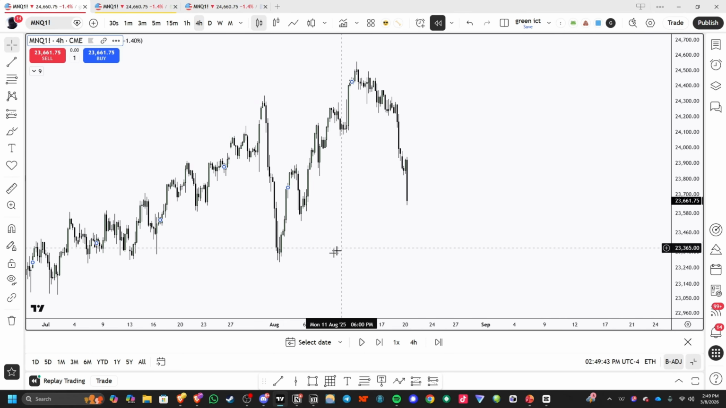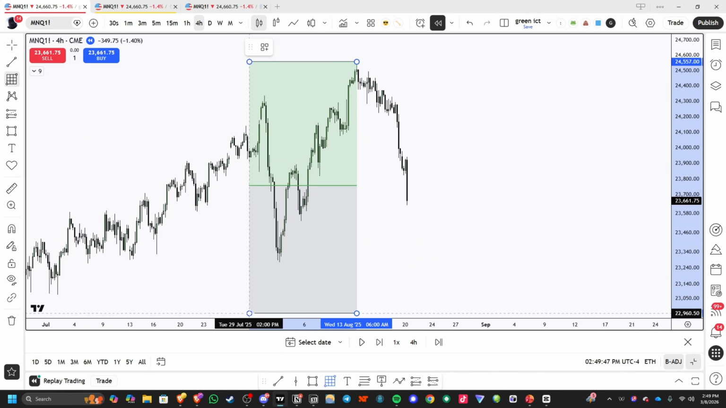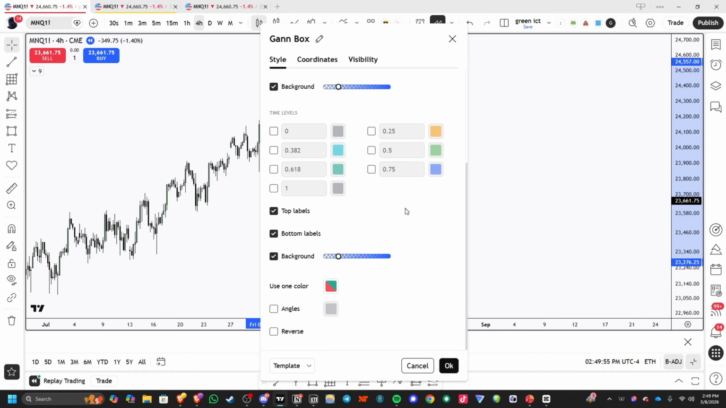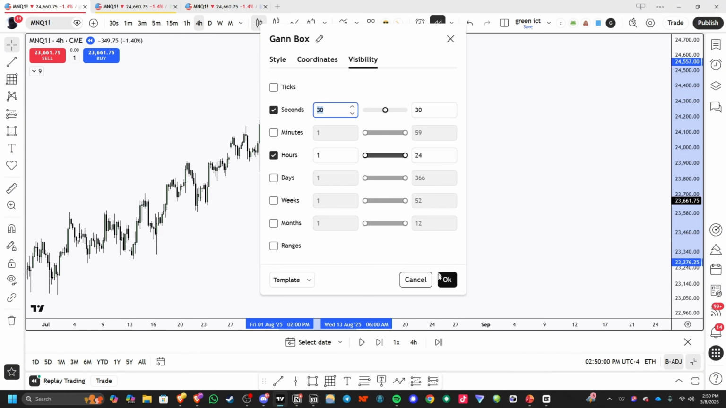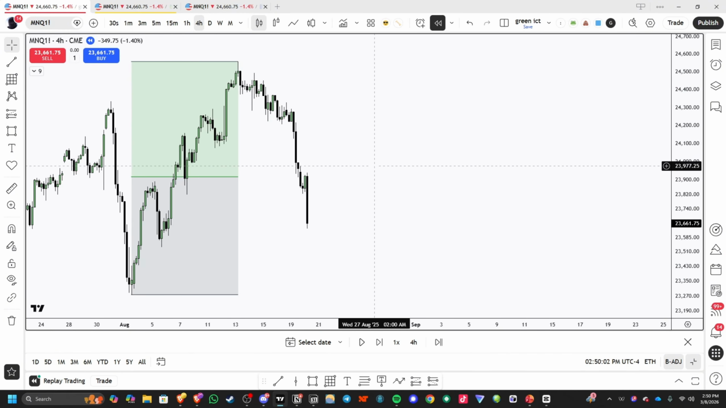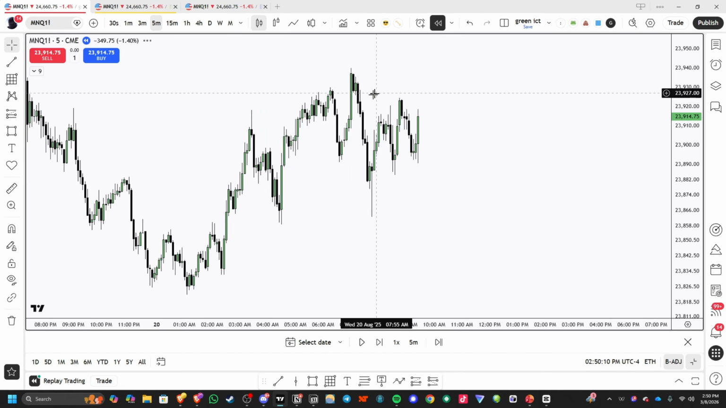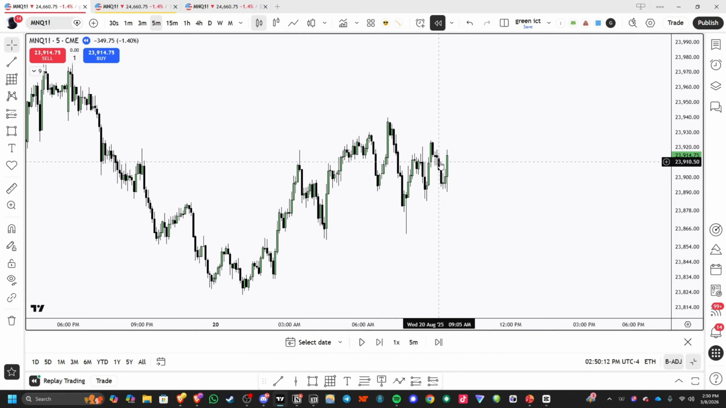So 4 hour, we draw, I use the Gann box tool. If you want to see my settings, I'll show you real quick in a second. These are my settings. I literally just have 0 and 1 and 0.5 coordinates, visibility, so you can see that. Okay, so because we are in this discount, remember 0.5 of the range, we're below that. We can jump down to the morning session.